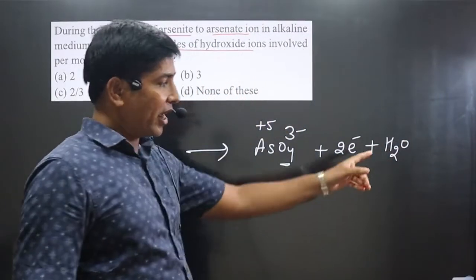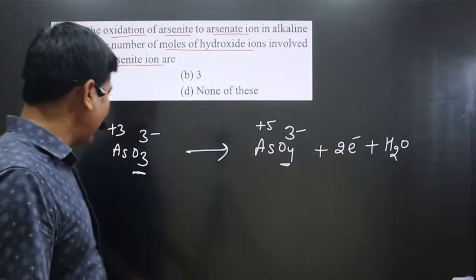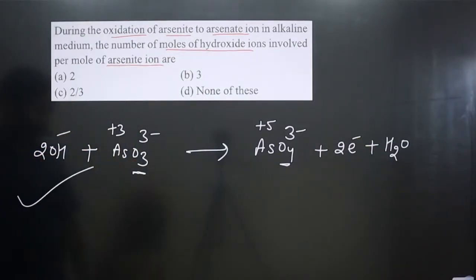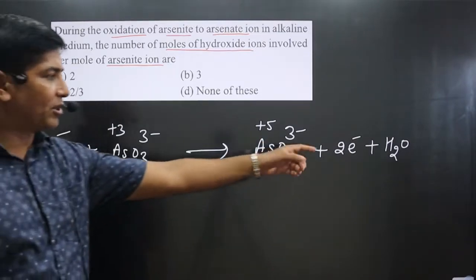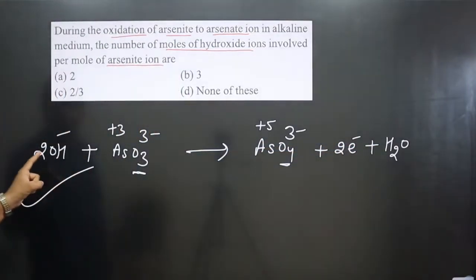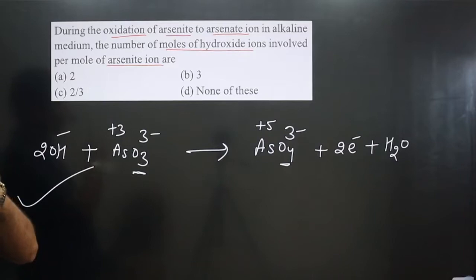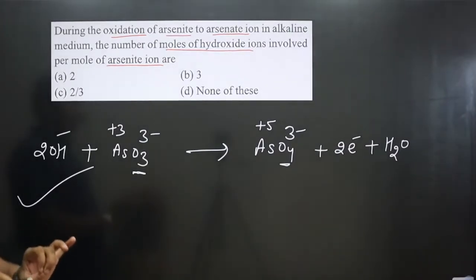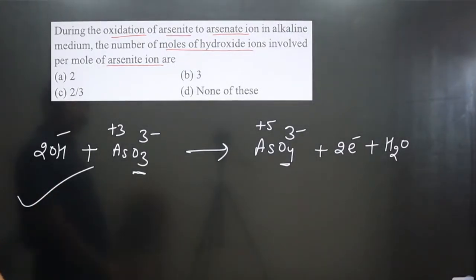And how many hydrogen are there? 2 hydrogen. Then I attach 2 hydroxide ions on this side. The equation is balanced, because the number of hydrogen is 2, and each hydroxide ion has only 1 hydrogen. That's why I attach 2 hydroxide ions. Very interesting. The equation is balanced in alkaline medium, in a sense basic medium.